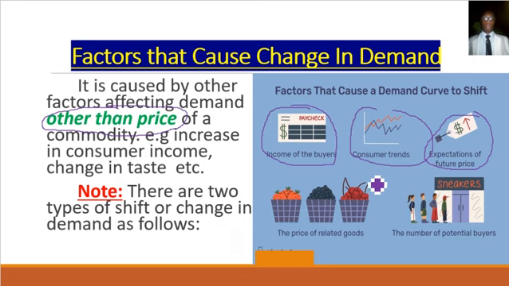Another one is prices of related goods, which are close substitutes. This has been discussed in our previous video. You can watch it to learn more about that. Then the number of potential buyers, which is population. If the potential buyers increase, that is, population increases, then consumers will demand more. So these are the things that can lead to a change in demand.